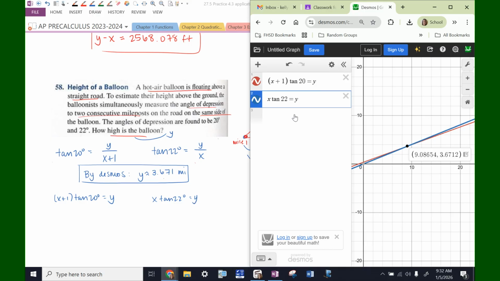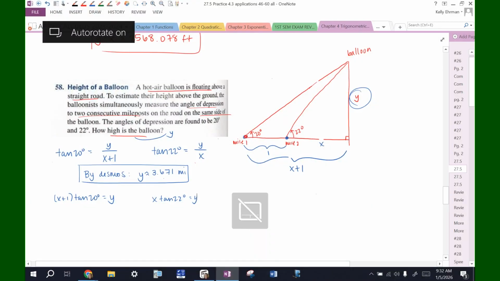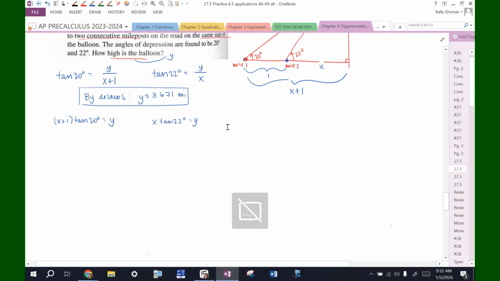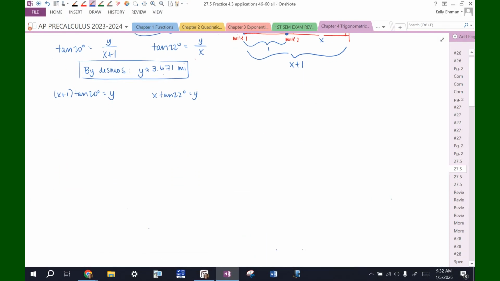All right, what if you're trying to solve algebraically? Well, if you're trying to solve algebraically, then you've got some more work to do here. So maybe you are having trouble finding that point of intersection. Or maybe it's a non-calculator problem and we're looking for some multiple choice answer or something.